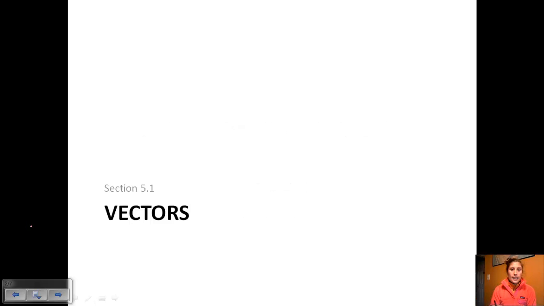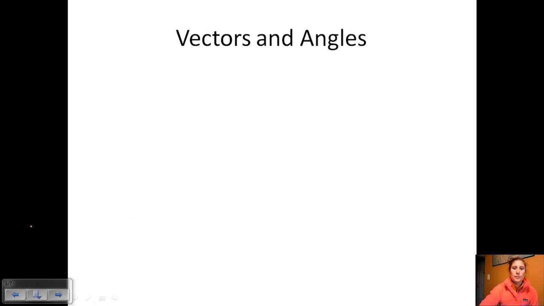What we're going to start with today are vectors, which are the arrows that we draw on the free body diagram to show the different forces. And so we're going to talk about how to add those together when they're in different directions.